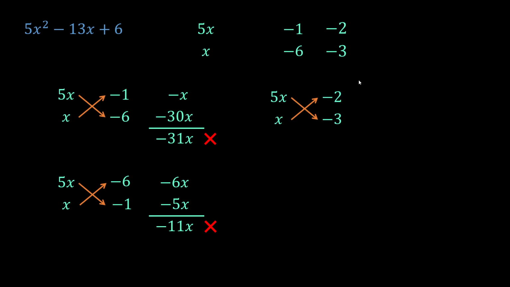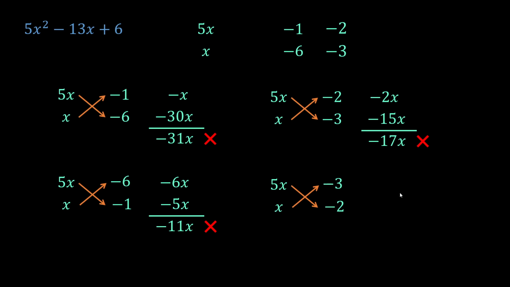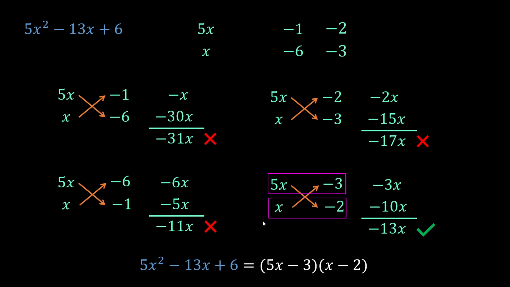Next up, I'm going to try -2 and -3. x times -2 is -2x. 5x times -3 is -15x. Add them together, -17x. Not the right combination. Right, you've probably figured it out. The last combination is going to be the right one. So x times -3 is -3x. 5x times -2 is -10x. And then they add together to become -13x. So they are the correct factors. Now that we know that this is correct, because this -13 is the same as this -13, these are my two factors. So 5x squared take 13x plus 6 equals 5x take 3 times x take 2.